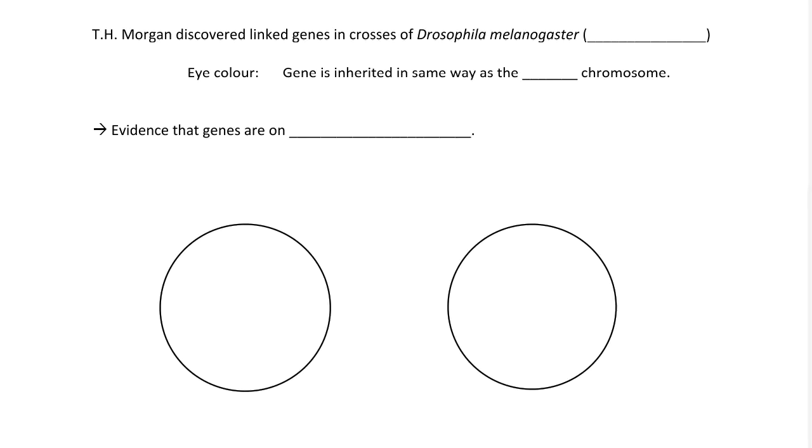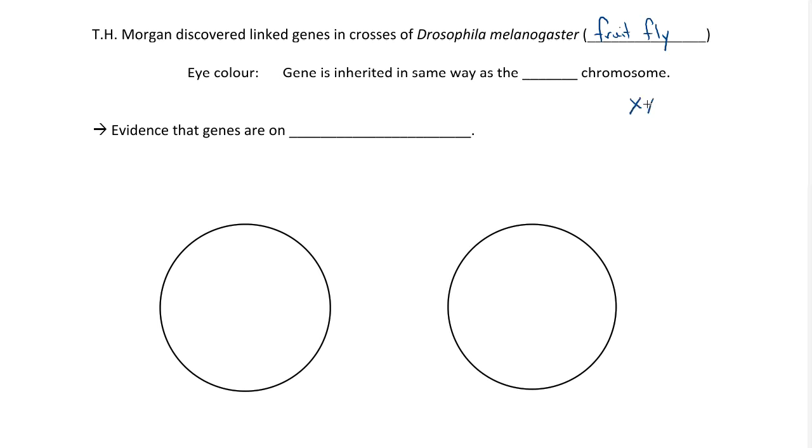And in the early 1900s, American geneticist Thomas Hunt Morgan discovered linked genes, genes that are inherited together, when he was crossing Drosophila melanogaster, or what we know of as the fruit fly. And more than just discovering genes that were linked to each other, he was able to show that some genes were inherited in the way that chromosomes were known to be passed along.